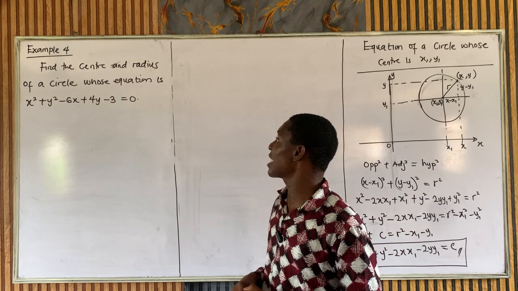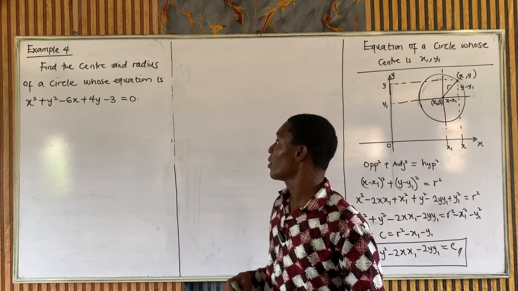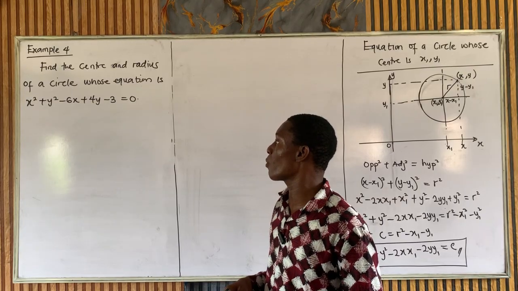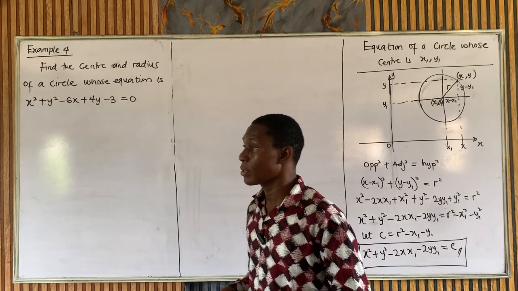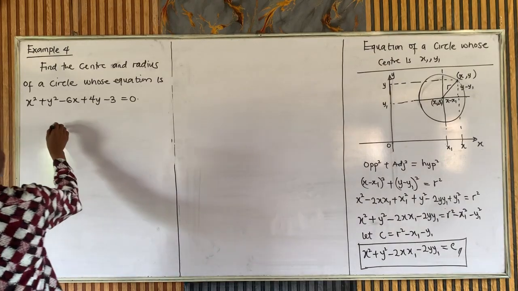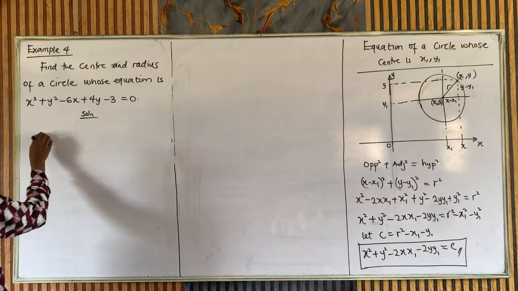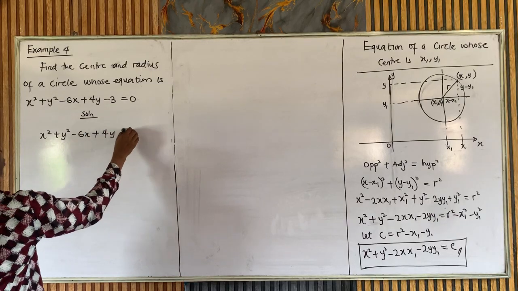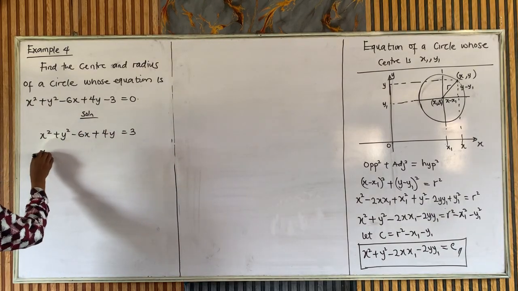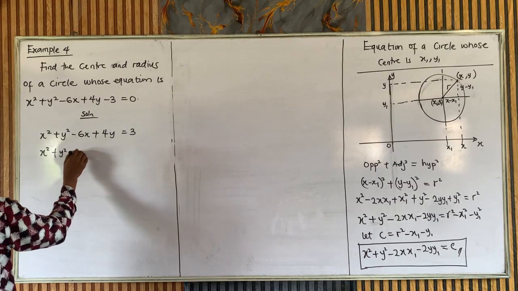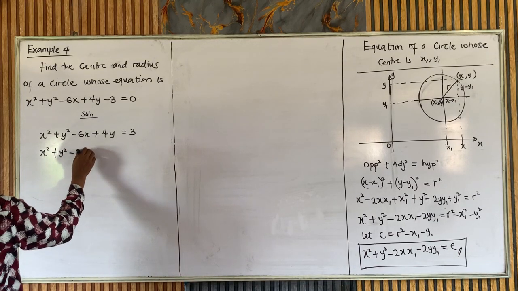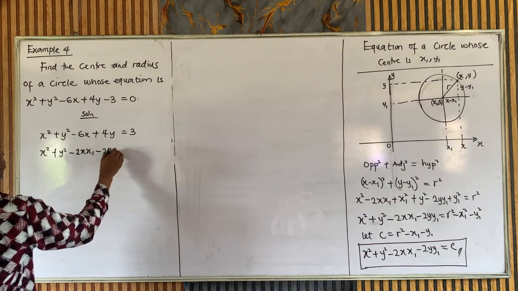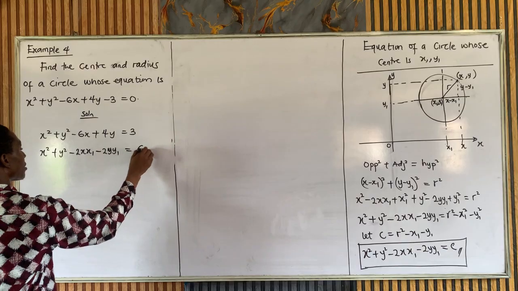Example 4. Find the center and radius of a circle whose equation is x squared plus y squared minus 6x plus 4y minus 3 equals 0. To solve this, this will be x squared plus y squared minus 6x plus 4y equals 3. Then we compare with x squared plus y squared minus 2x x1 minus 2y y1 is equal to c.